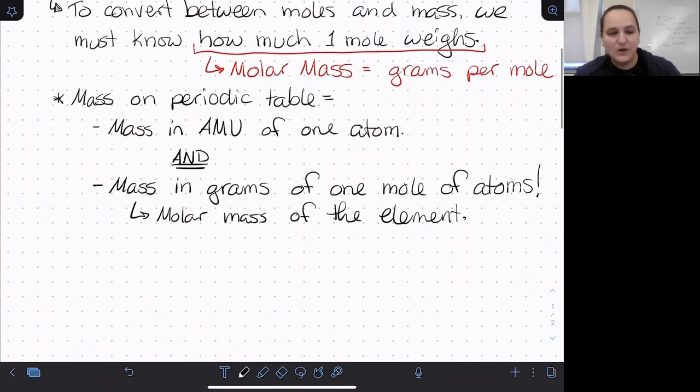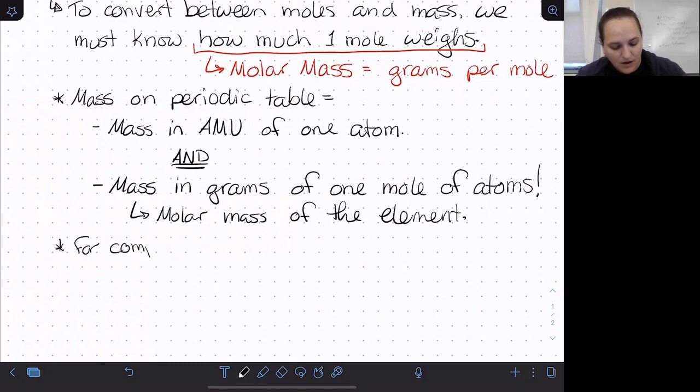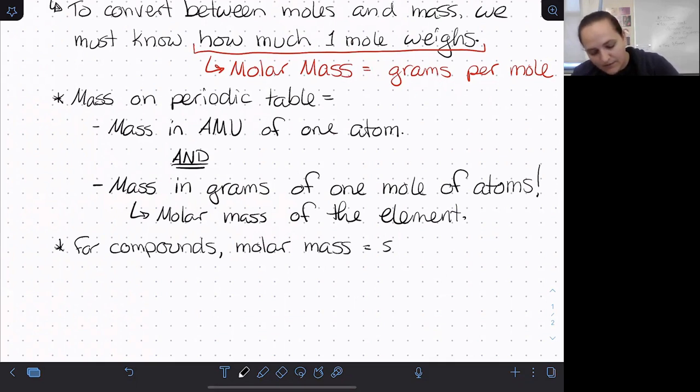because that's how we actually do things in the lab. So for an individual element, if you need the molar mass, all you have to do is look at the periodic table. If you're dealing with a compound, which most of the time we are, all we have to do is add up the molar masses of all of our atoms.